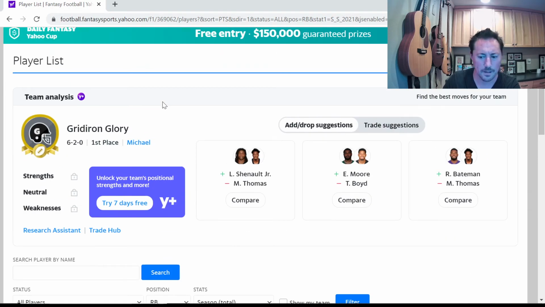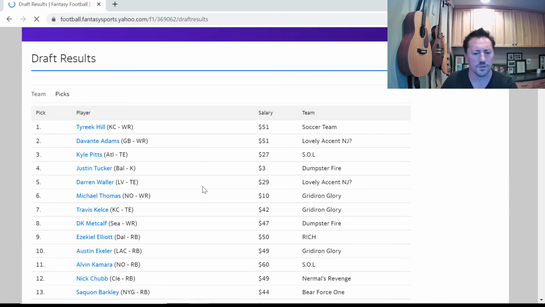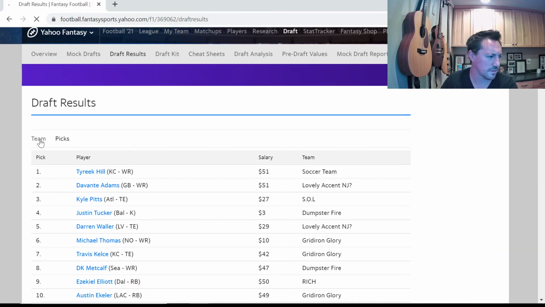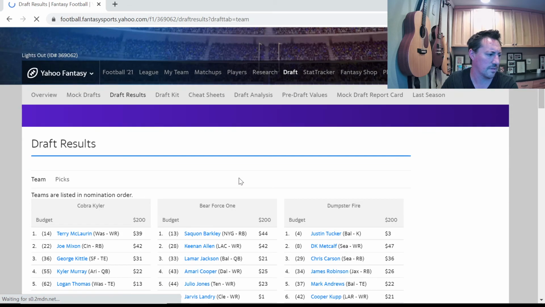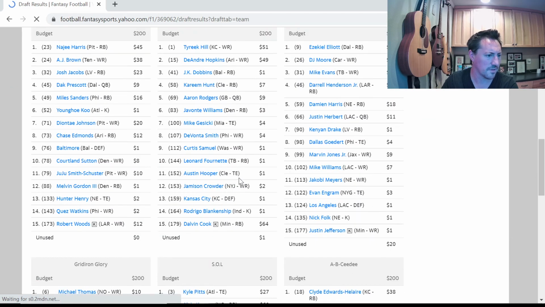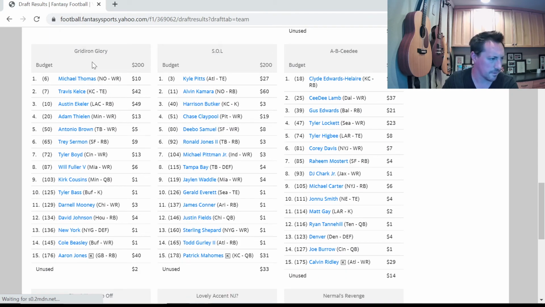So looking at what I did for my draft, this will be the last thing we'll go over here. Draft results. It'll show pretty well what I spent. I'll go to team here. So of my $200, let me find my team. Oh yeah, so here we are, Gridiron Glory. So I got Michael Thomas for $10, which was a waste, but that's fine. Kelce 42, Ekeler 49. I was able to get some decent receivers for a relatively cheap price.